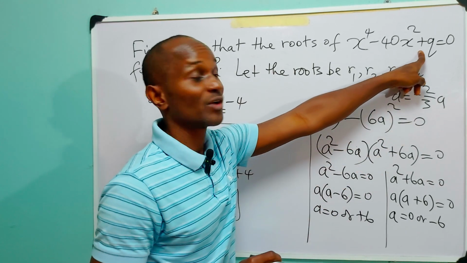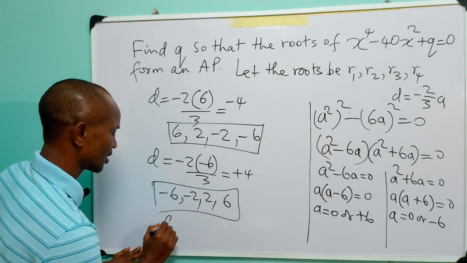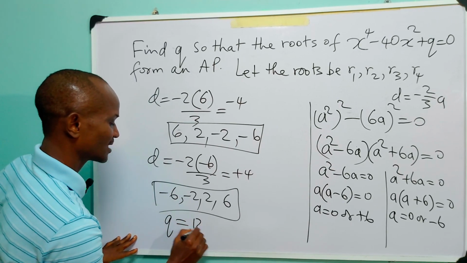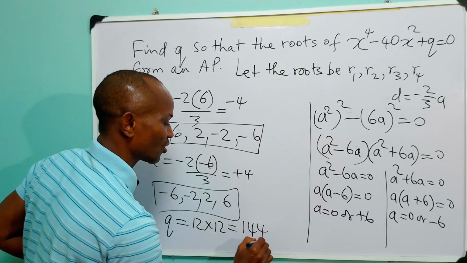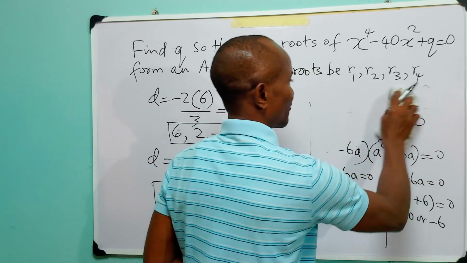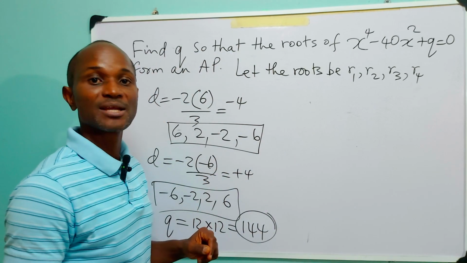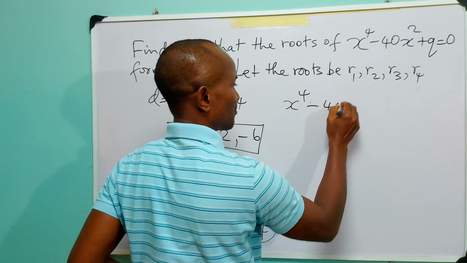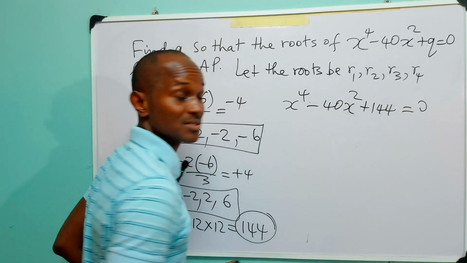But remember, we are looking for the value of q, and q is the product of the roots. So we have that q is simply equal to minus 6 times minus 2. That is 12 times 2 times 6, 12. q is equal to 144. Now let us substitute 144 into this quartic equation and see if we get the same roots. So when we solve, we have x raised to power 4 minus 40x squared plus 144 is equal to 0.